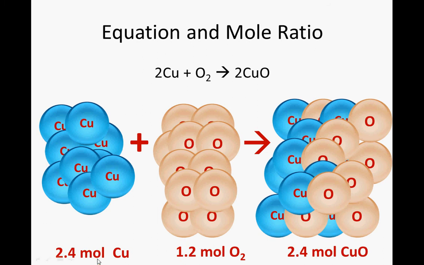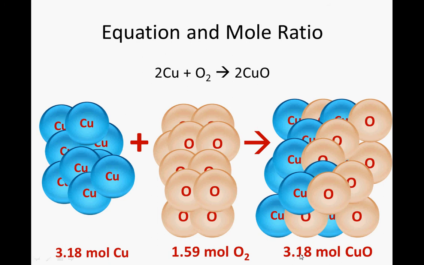2.4 mole of copper, add this amount of oxygen, and you will still form 2.4 mole of CuO. Don't worry, since a mole is a very big number, it can be a decimal number here. 2.4 mole is still okay, as long as the ratio is kept, 2 to 1 to 2. Next one, even 3.18 mole, 1.59 mole, 3.18 mole are still okay because the mole ratios are the same. Okay, now I suppose you understand this.